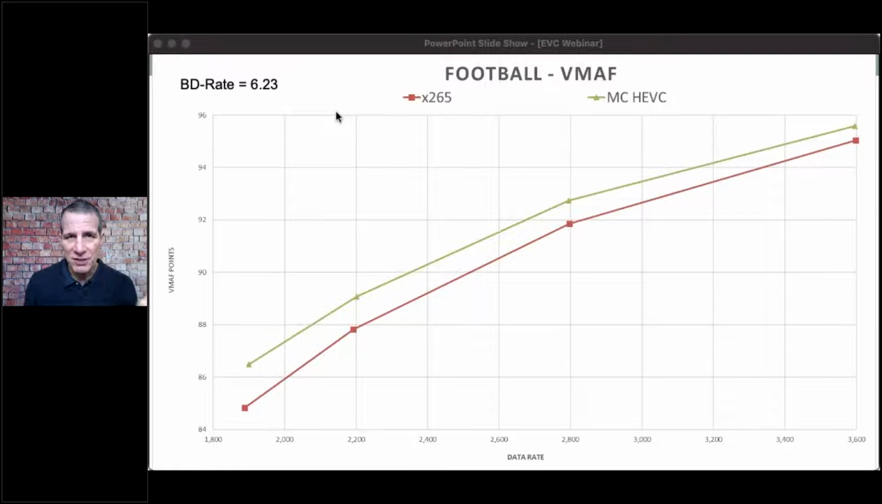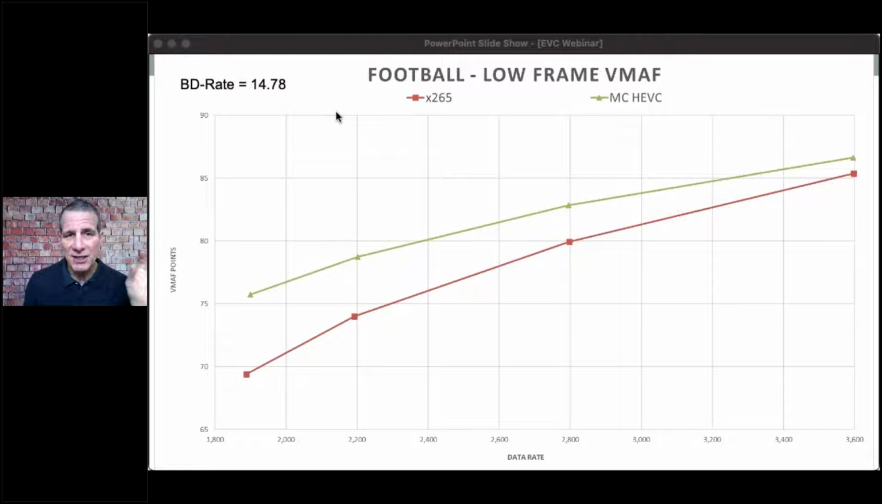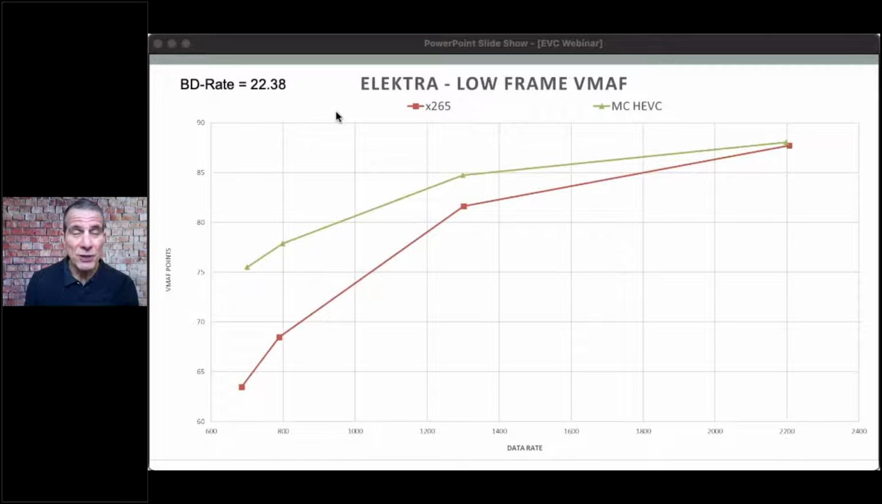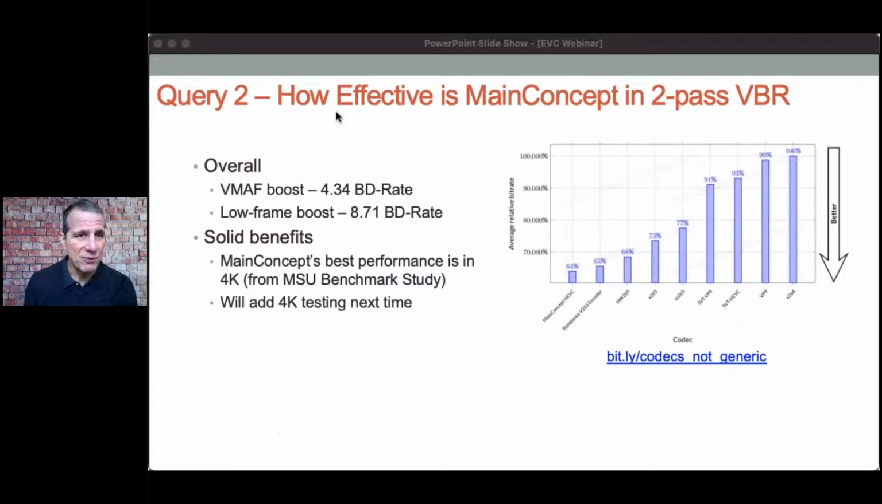In the football clip, we saw a BD rate overall of 6.23 improvement, and we saw a low frame VMAF improvement of 14.78. And then again, Electra, which is our movie clip, we saw a 15.8% BD rate benefit, and then a 22.38% benefit in terms of low frame score. So very substantial for that movie clip. Overall, for all 5 files, it was a 4.34% BD rate advantage. The low frame boost was 8.71 BD rate.